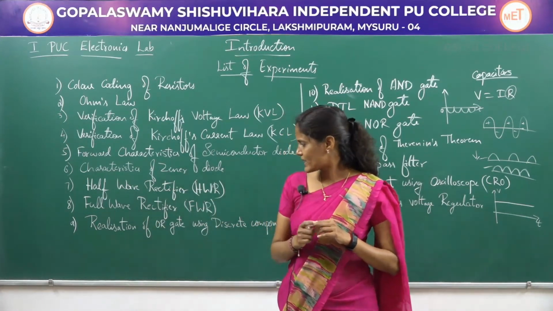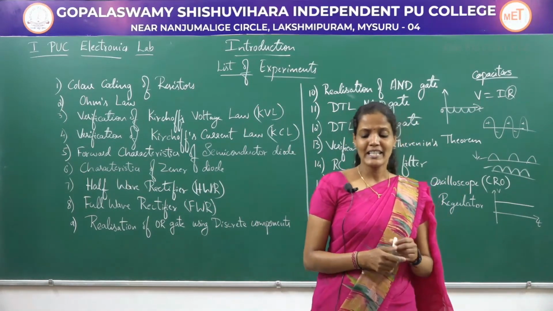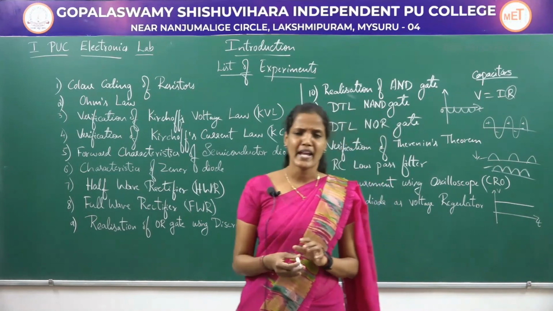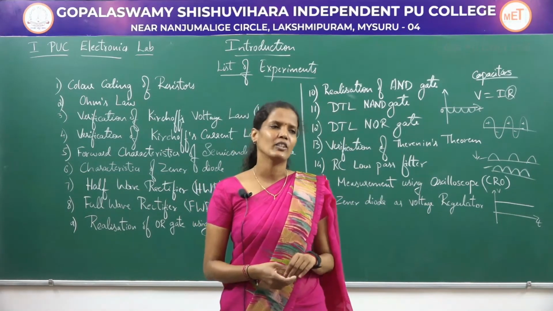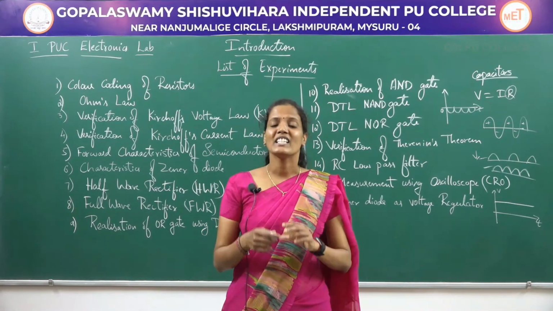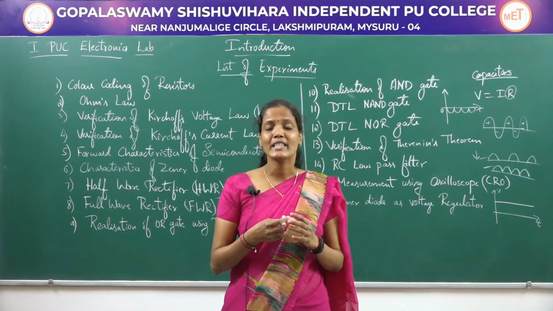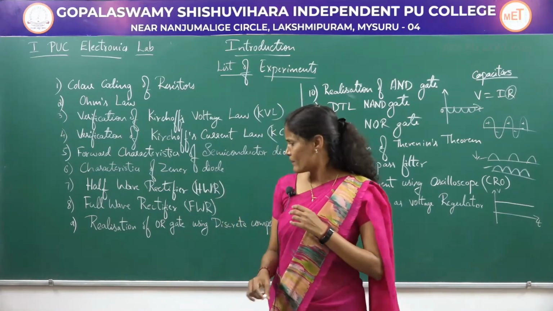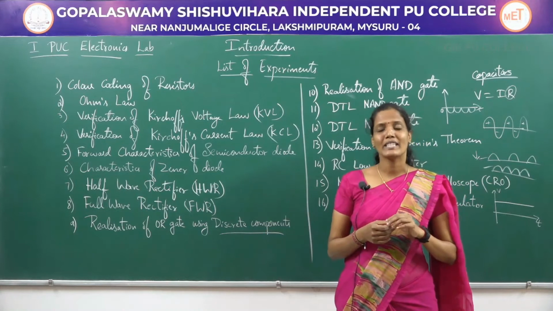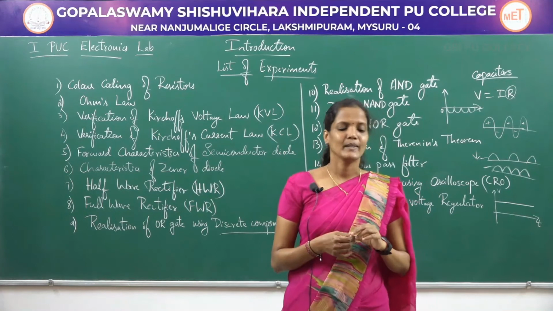Coming to the next experiment, that is realization of OR gate using discrete components. So realization of OR gate, AND gate, NOT gate, NAND, NOR, XOR, XNOR. There are a number of logic gates which are playing a major role in our digital life. So what exactly is this OR gate? How will this OR gate work? That will be completely studied with the help of discrete components, and we are going to use the transistors and the diodes.